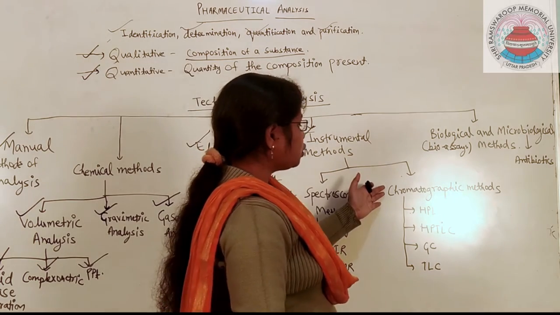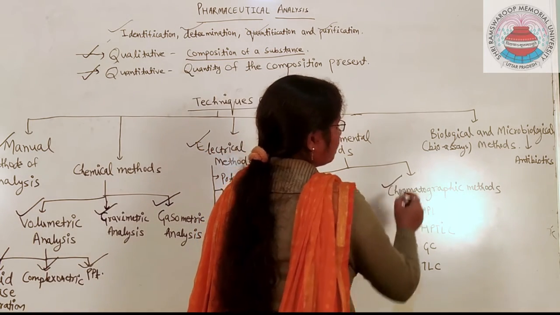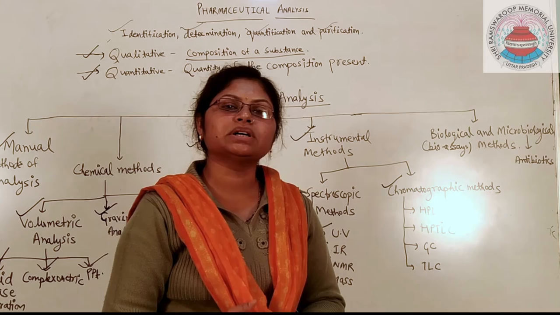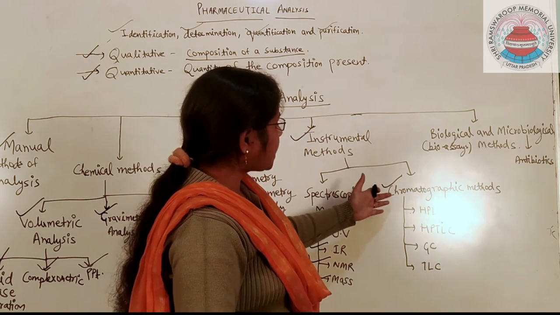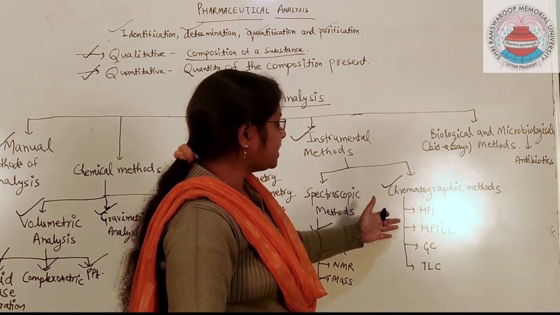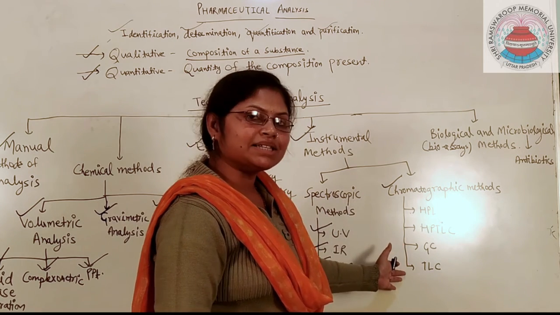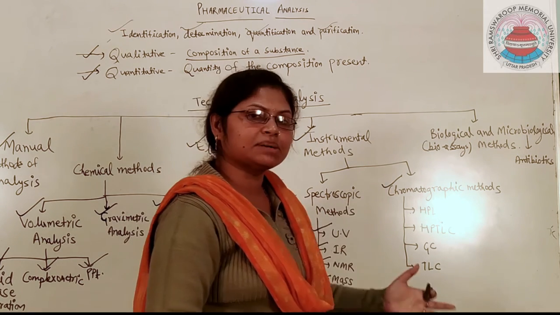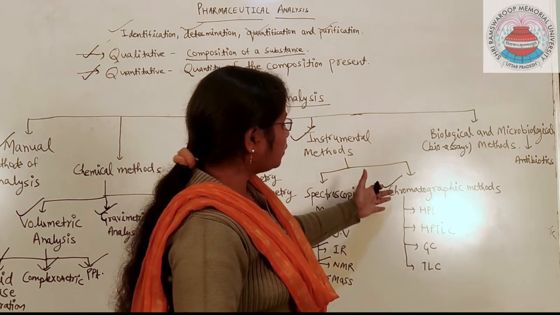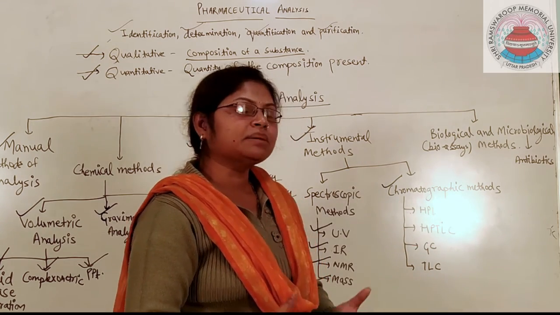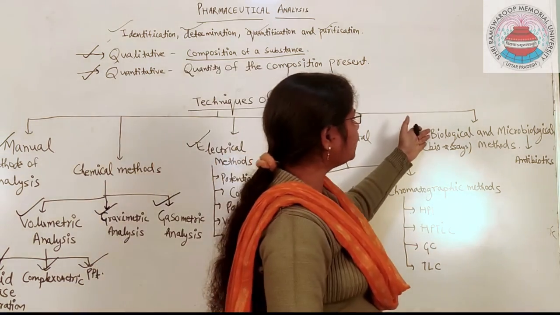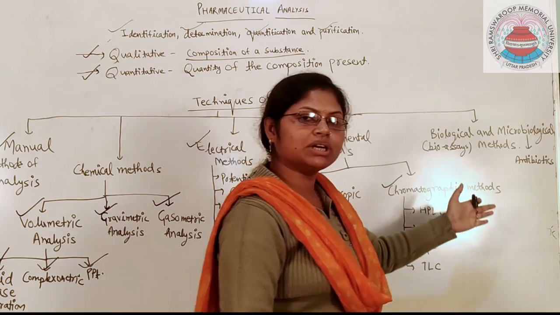The second part of the instrumental methods of analysis involves the chromatographic methods, which are especially used for the separation of mixtures, and these may be divided into HPLC, HPTLC, GC, TLC, and all of these have some stationary phase and some liquid phase, that is the mobile phase, and both of these phases are used to separate the mixtures.